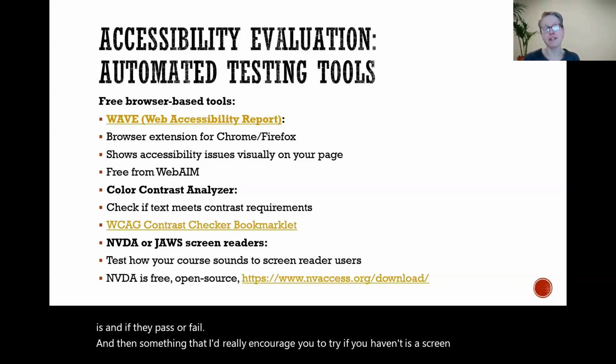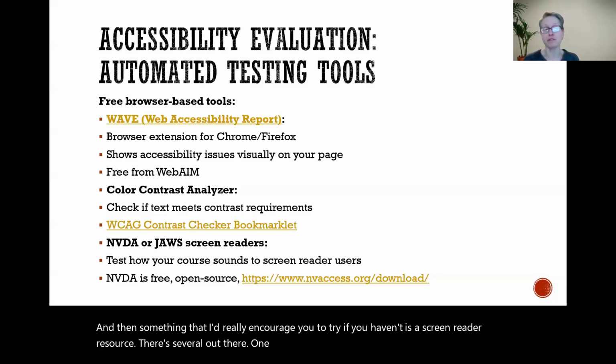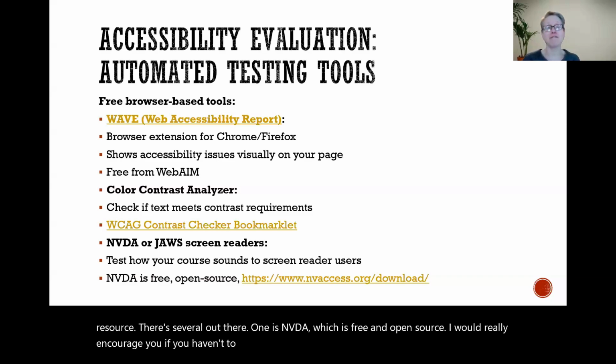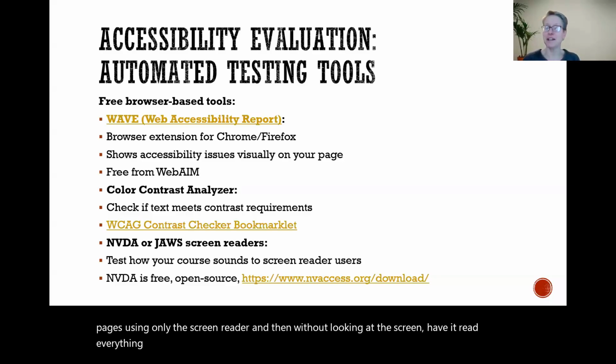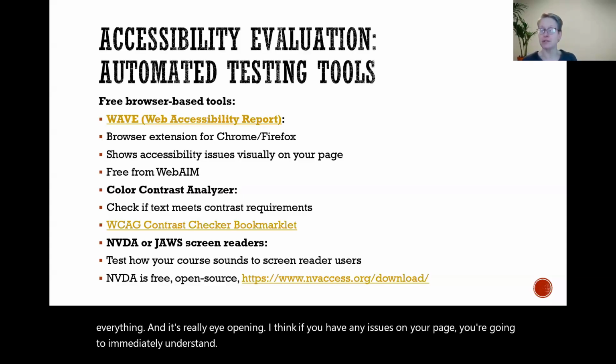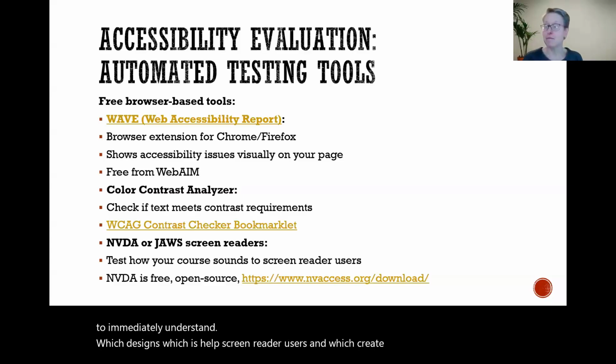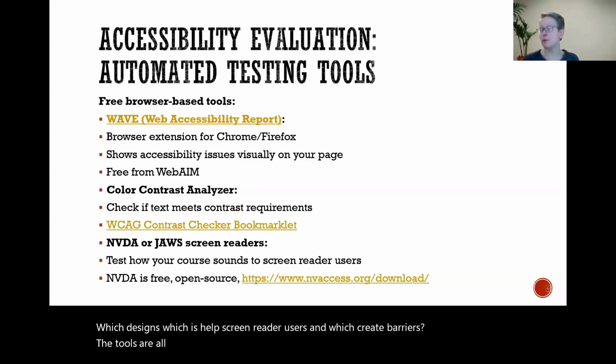And then something that I'd really encourage you to try if you haven't is a screen reader resource. There's several out there. One is NVDA, which is free and open source. I would really encourage you, if you haven't, to download it, actually navigate through to one of your Canvas pages using only the screen reader, and then without looking at the screen, have it read everything. And it's really eye-opening. I think if you have any issues on your page, you're going to immediately understand which design choices help screen reader users and which create barriers. The tools are all free, so you can download them, use them regularly, and you'll catch issues before they become problems.